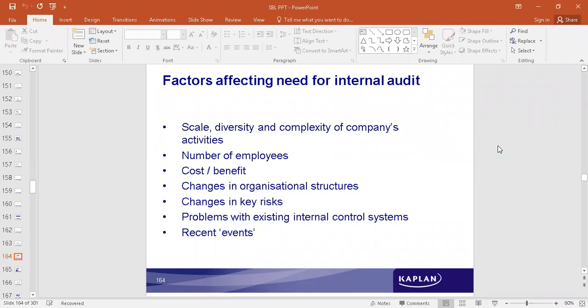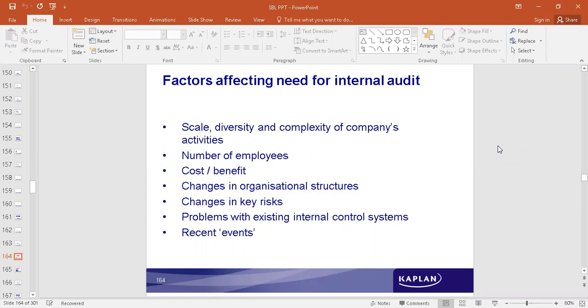How many employees are there? The number of employees. What's the cost benefit analysis? Having an internal audit function is costly because there are costs incurred. The benefit derived from having an internal audit function should always exceed the cost. The cost benefit analysis should be taken up.